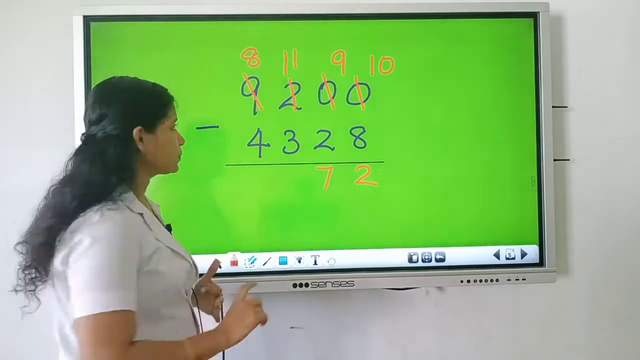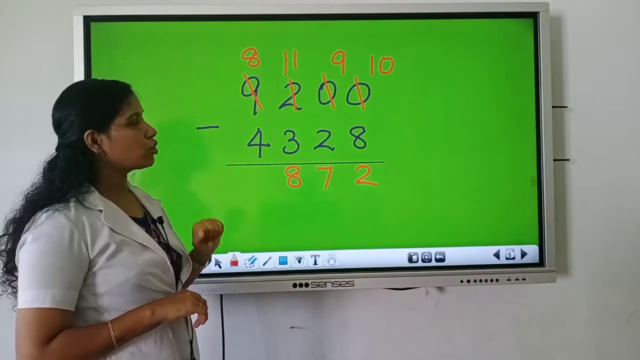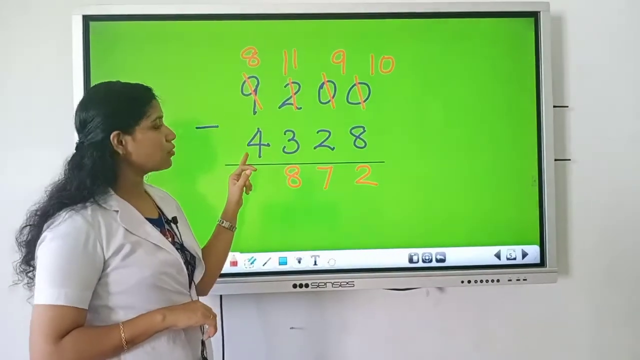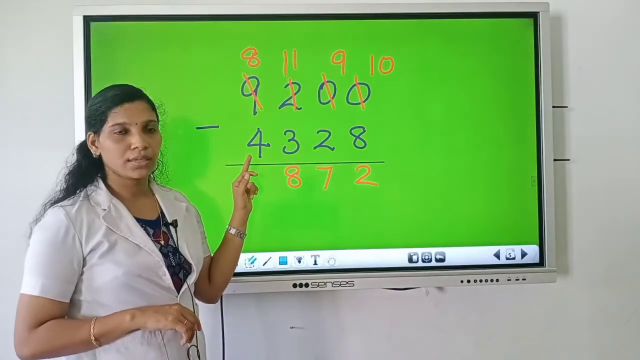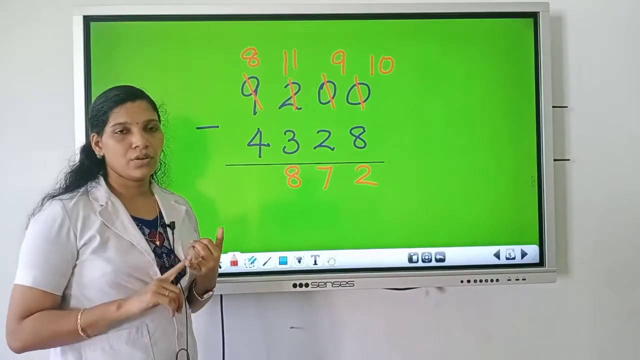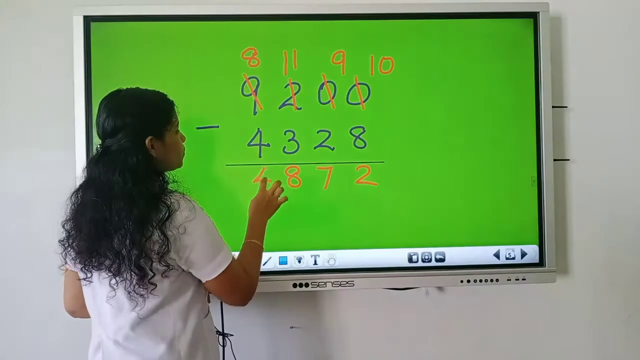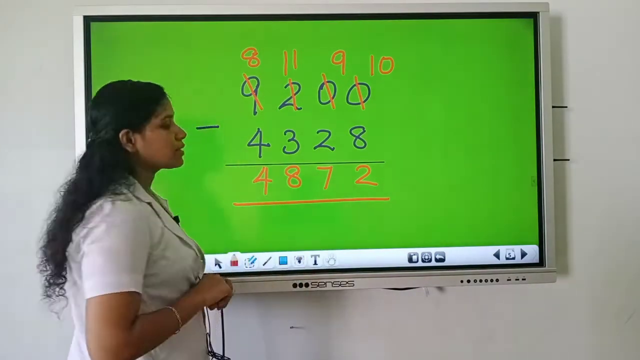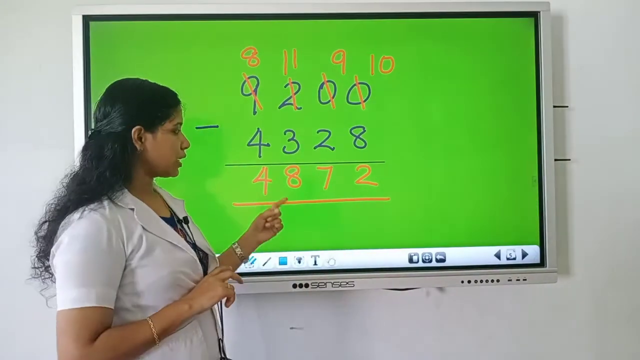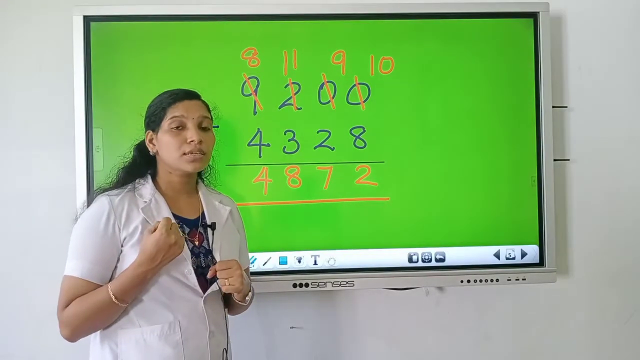8 numbers. 8. What is 8 minus 4? 8 is a bigger number, 4 is a smaller number. We can subtract. So 8 minus 4 means to 4 you start adding. 5, 6, 7, 8. 4. So your answer is 4872.